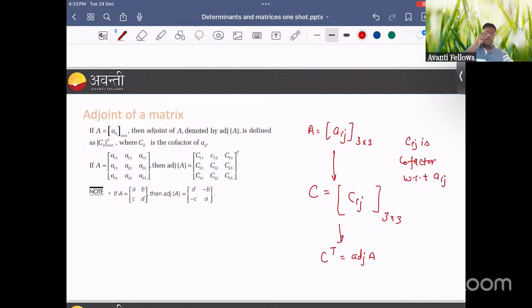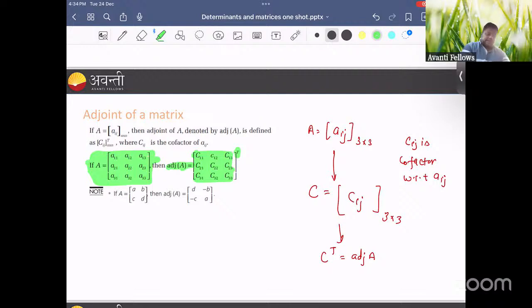All right. Again, I repeat, a given matrix to you is A. Make another matrix C whose entries are the cofactors of matrix A. Then take the transpose of C, which is your adjoint of A. Now, if this is your A, then adjoint A is what? It is the transpose of the matrix formed by the cofactors.